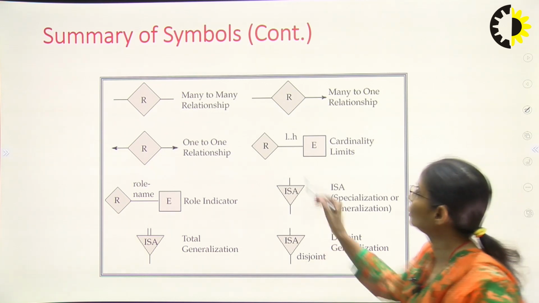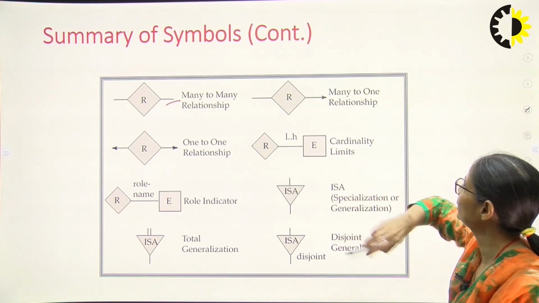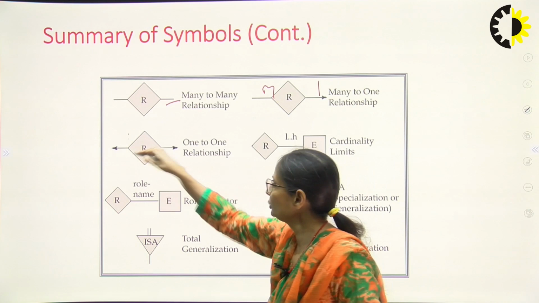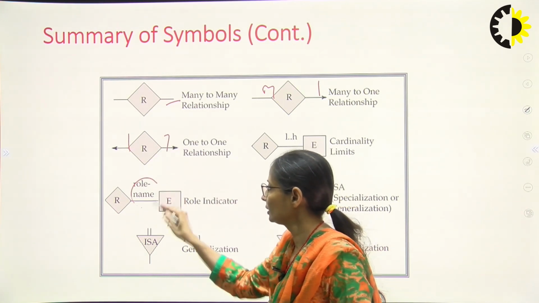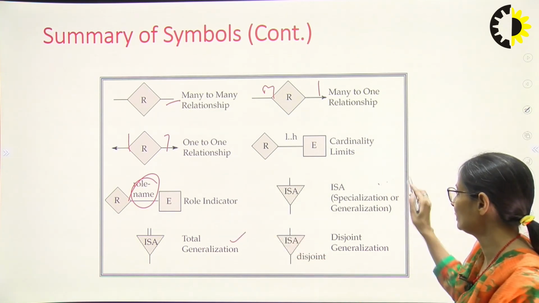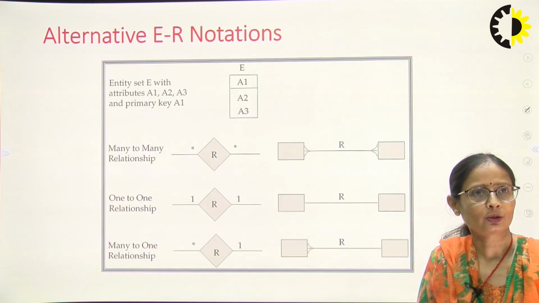Then we have an undirected line for many-to-many. This is for many-to-one. This is for one-to-one. Then this is for role name. Then total generalization and disjoint generalization, which we are going to discuss later on.